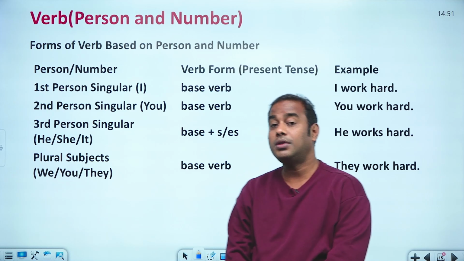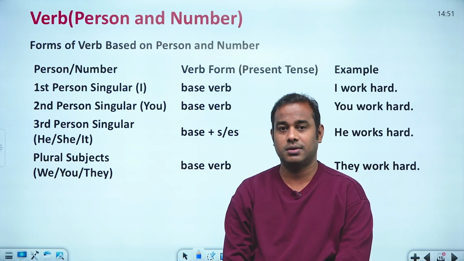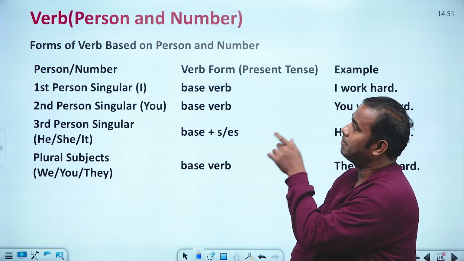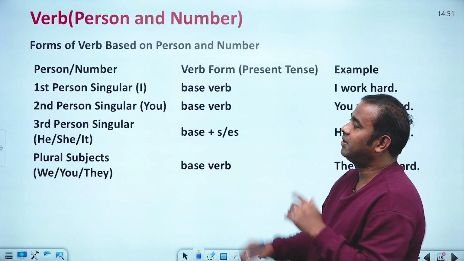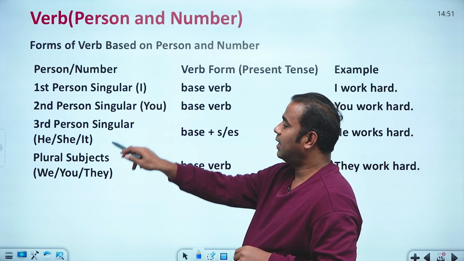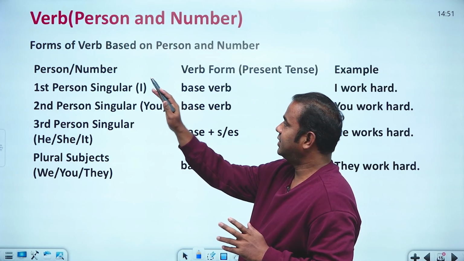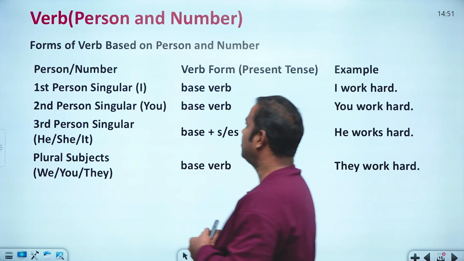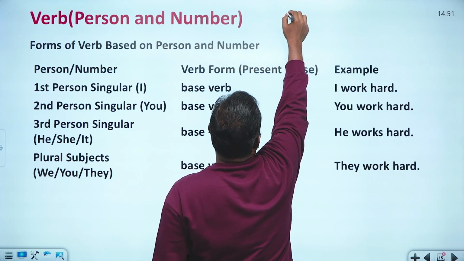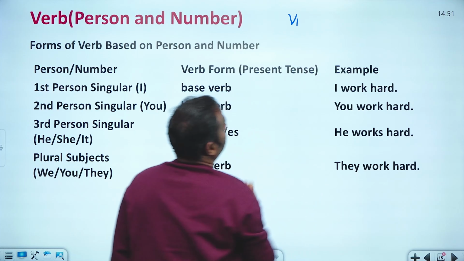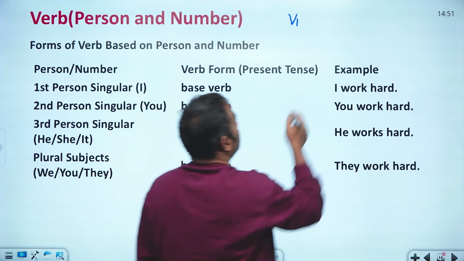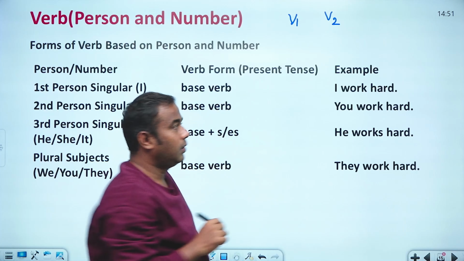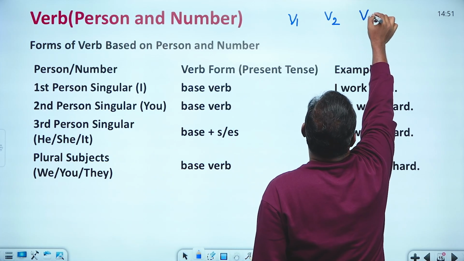For all these rules and regulations, the basic concept is this: whenever the verb is formed based upon a person or a number, you should be mindful about whether you are doing it for a singular person or for a plural person. If it is a singular person, the first person singular will take a base verb. What is the first person singular verb? Generally, base verb means V1 form. V1 is called the base verb. V2 is the past tense. Then V3 is the past participle.